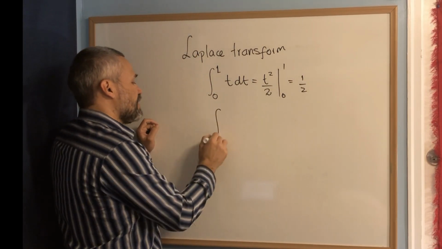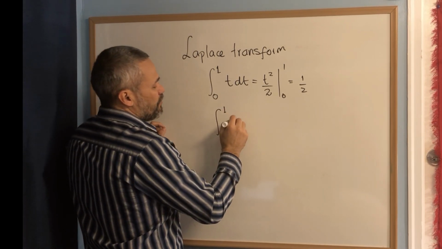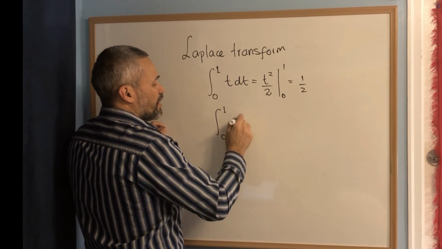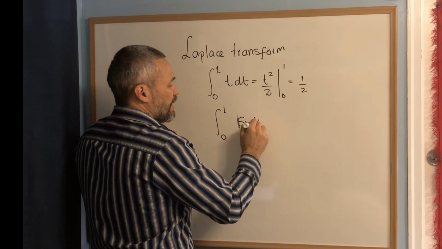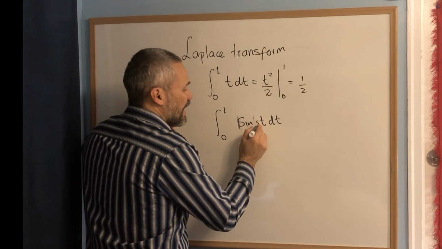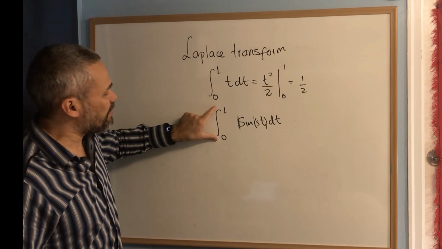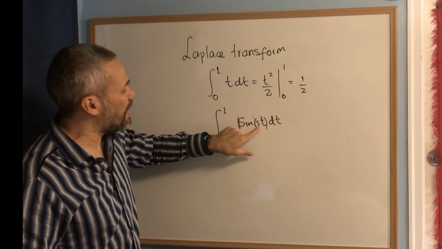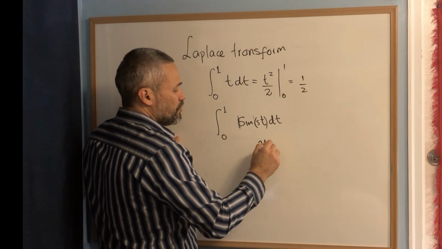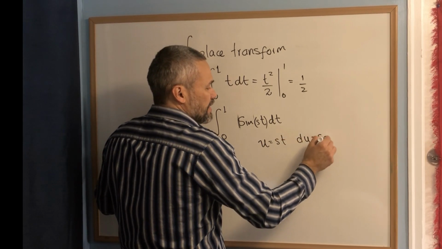But if you have an integral, let's say from 0 to 1, of the function sine of s times t dt, then when we integrate with respect to t, everything is gone, but the s stays there. How do we do this integral? We can do a substitution, u equal st, then du is equal to s dt.